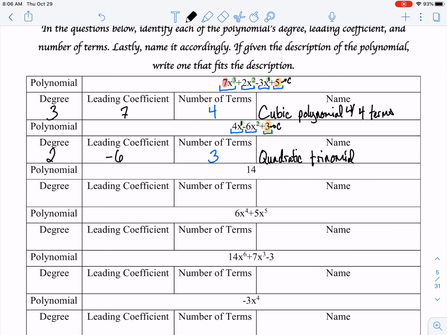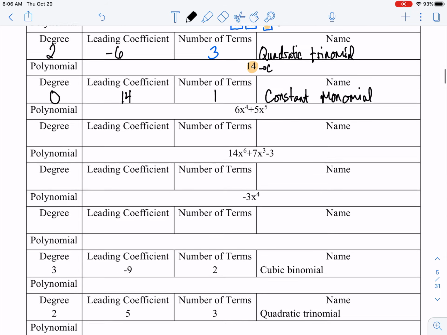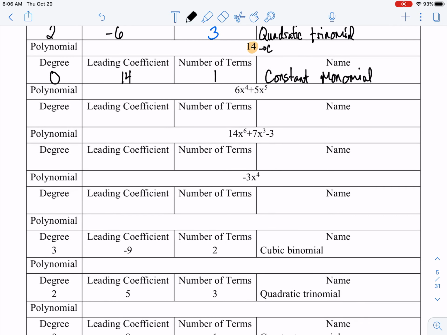14, if I look here, right, it's just my constant this time. So the degree is 0, leading coefficient is 14. It's got 1 term. We would just call it a constant. And then number of terms, a constant monomial. So I'm going to let y'all write the remaining 1, 2, 3 by names.